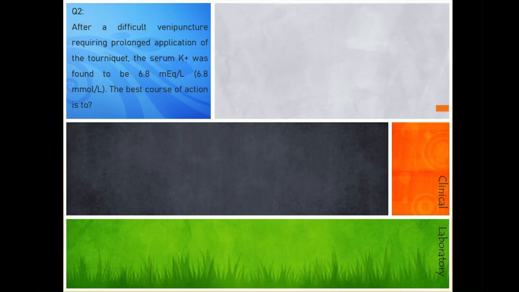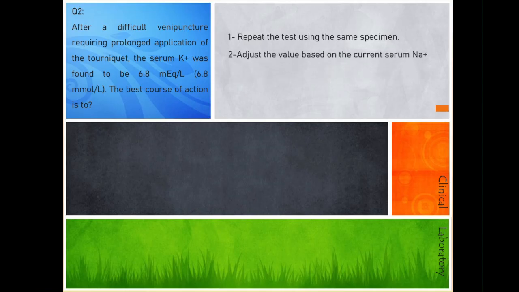Question 2. After a difficult venipuncture requiring prolonged application of the tourniquet, the serum potassium was found to be 6.8 milliequivalents per liter, 6.8 millimoles per liter. The best course of action is to 1. Repeat the test using the same specimen. 2. Adjust the value based on the current serum sodium. 3. Repeat the test using freshly drawn serum. 4. Cancel the test.